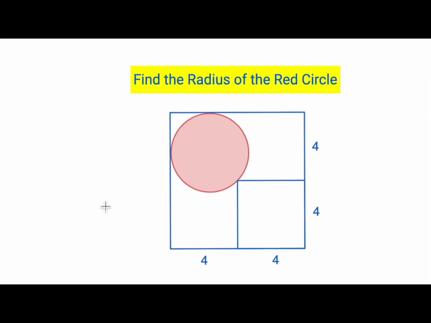All right. In this problem, we're going to find the radius of the red circle. We have a square. Each side of the square is 8. We have another square inside of that. Each side of that is 4. And our job is to find the radius of the red circle.